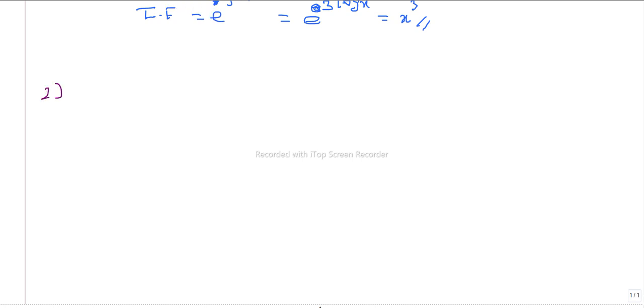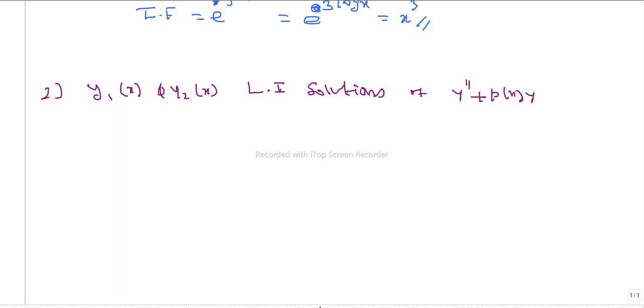The second problem is given that suppose there are two solutions y1 and y2, two linearly independent solutions of the differential equation y double dash plus p of x y dash plus q of x y equal to 0, where p and q are continuous functions of x.